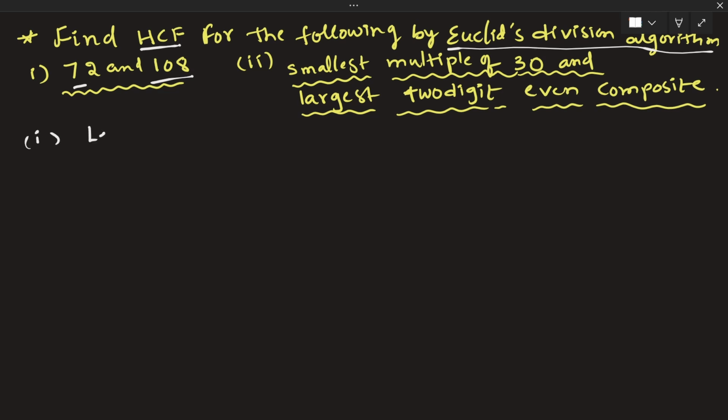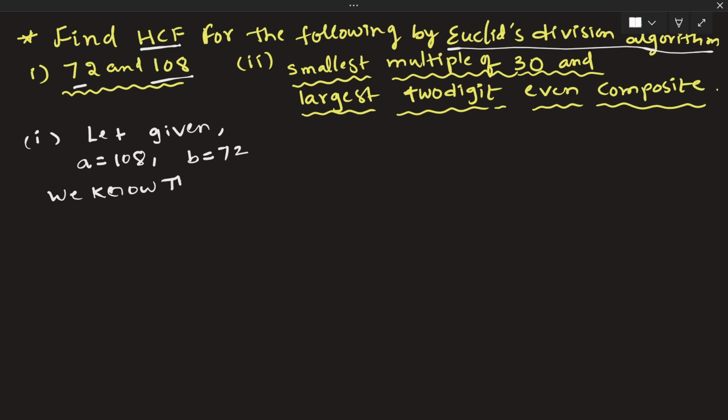Let the given numbers be 72 and 108. Before I explain the division algorithm, I said clearly that the larger number will be assumed as a. So a is equal to 108, and the smaller number is considered as the divisor, that is b is equal to 72. We know Euclid's division algorithm, and we have to write that statement here.